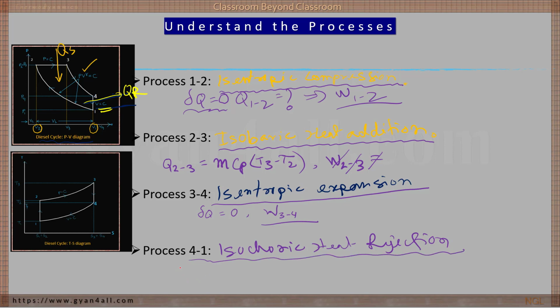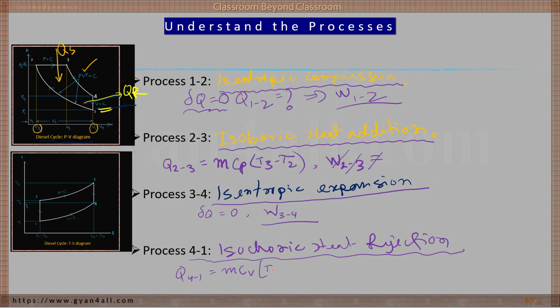Q41 is equal to m CV into T2 minus T1. Why CV? Because the volume is constant. The process is a constant volume process, that is why CV. Good.